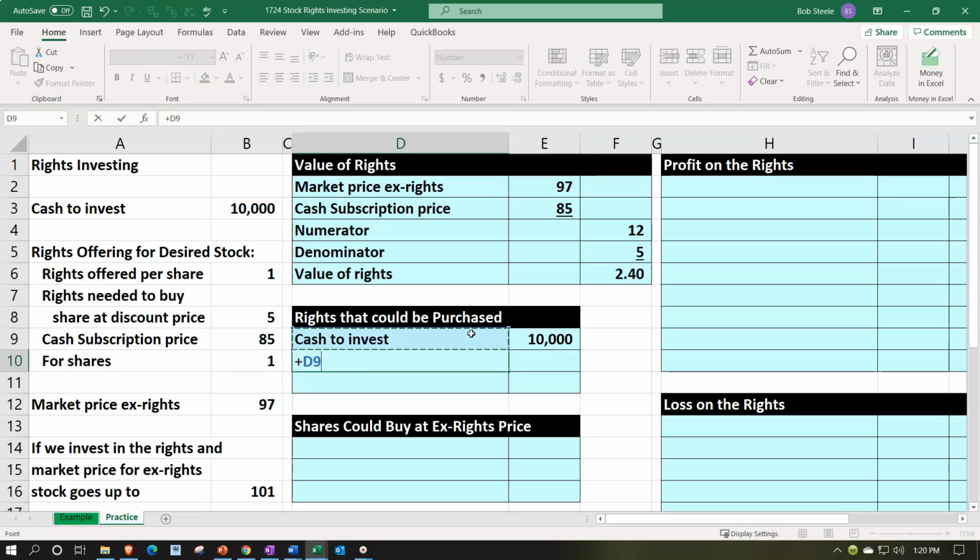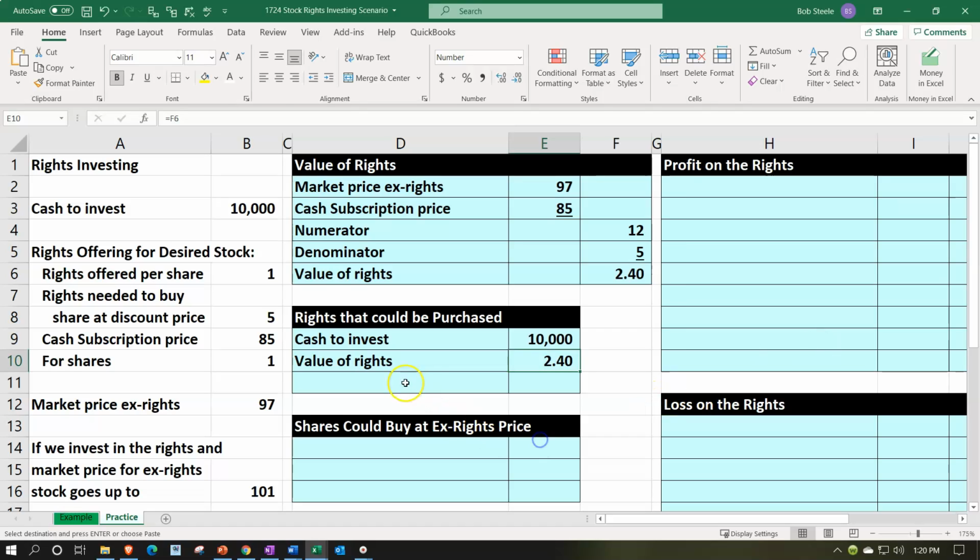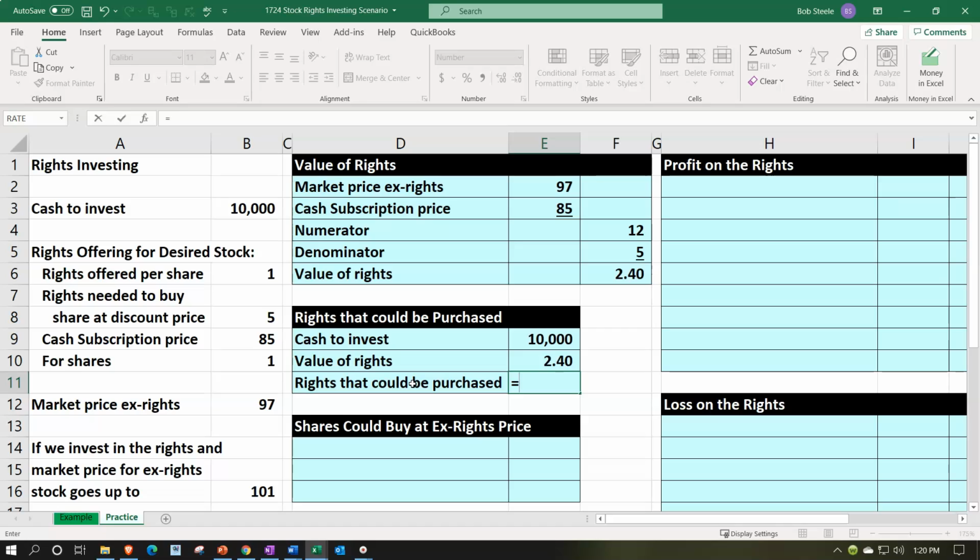And the value of the rights is equal to the 2.4. Let's add some decimals, number group, and that's going to give us the rights that could be purchased. We'll say rights that could be purchased is the 10,000 divided by the 2.4. That's going to be 4,167. So if we took our $10,000 and purchased just the rights, then we can purchase 4,167. Let's underline here.